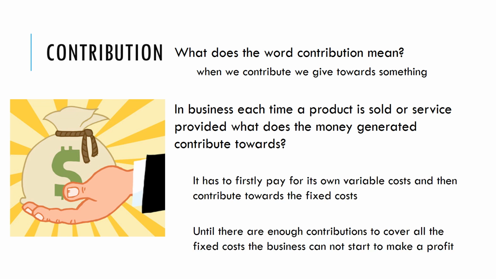Well, in the first instance, the money generated from selling the product goes towards paying off the variable costs. The costs involved in the actual making of the item. The raw materials, for example. And then once those costs have been paid off, then that money can start to contribute towards the rest of the costs of the business, or the fixed costs, things like the rent or the heating, for example. And once there are enough contributions to cover all the costs, then the business can start to make a profit.